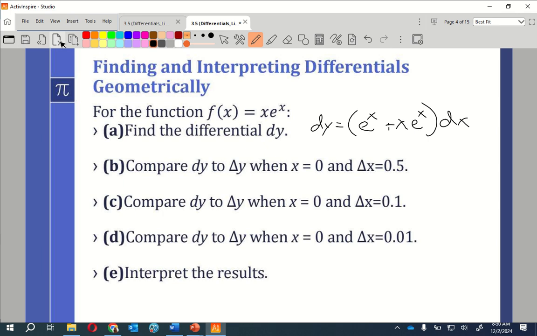Now, what am I going to do with this now? The next part says, compare dy to delta y when x equals 0. So what am I doing with x? I'm going to plug in 0, right? And for dx, my delta x is equal to 0.5. So I'm going to replace my delta x with 0.5.